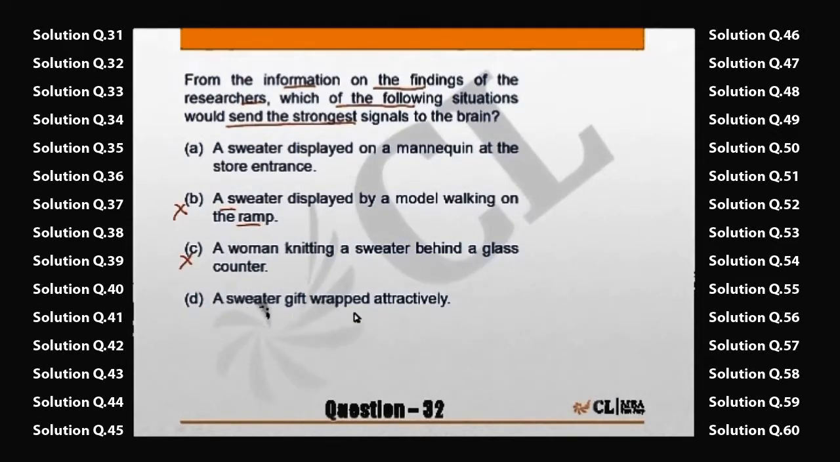D, a sweater gift wrapped attractively. If it is gift wrapped, I can see only the wrapping, I don't see the product. Hence D cannot be the answer. So among the choices, choice A is the answer.